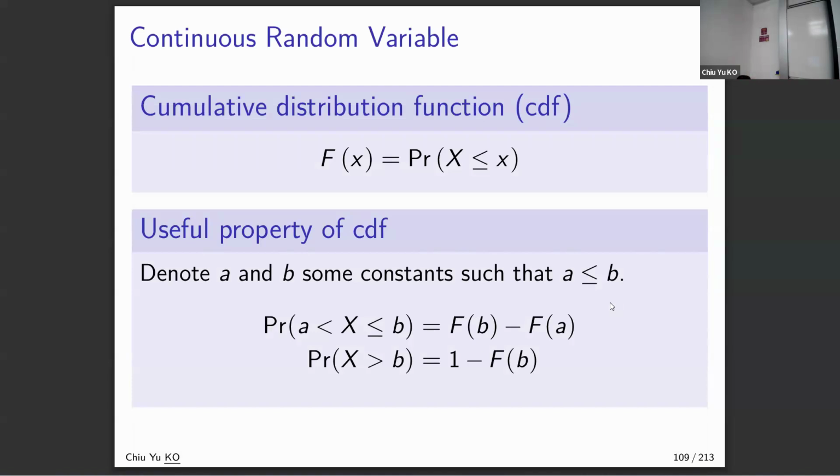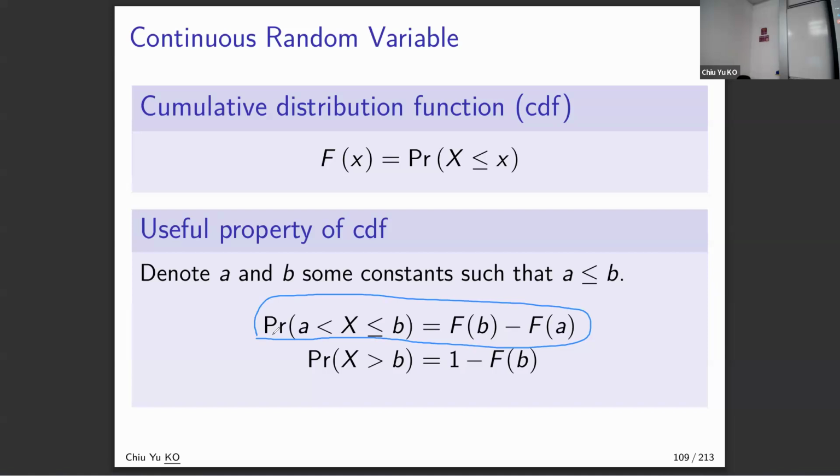Because of axiom three, you will know this very well. It's this guy: the probability between A and B will be F(B) minus F(A). The reason is very simple, you just move F(A) to the other side. Axiom three tells us that everything up to B can be divided into two parts: everything up to A, and A to B.